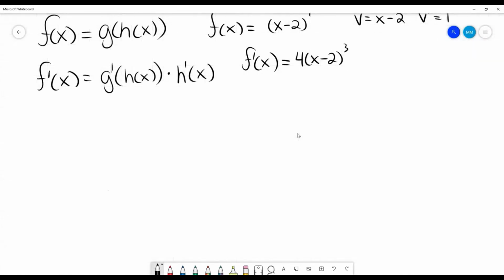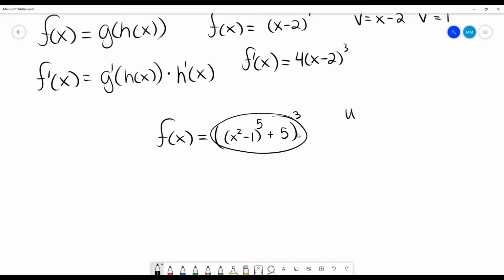Another example might be, let's give ourselves a slightly more complicated one. Maybe I've got a couple of different functions nested inside each other, which is why we'd want to write all of that out. So maybe I've got, let's say, x squared minus 1 to the 5th, plus 5, all to the 3rd. So now I've got 3 things inside of here. I'm going to use my u again to define this whole thing, so u equals, we'll call all of this v to the 3rd.